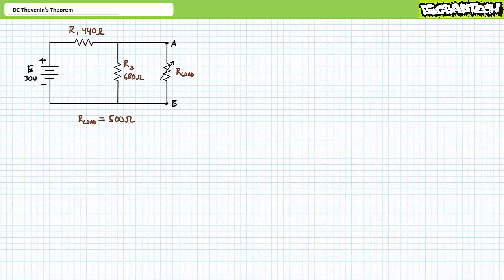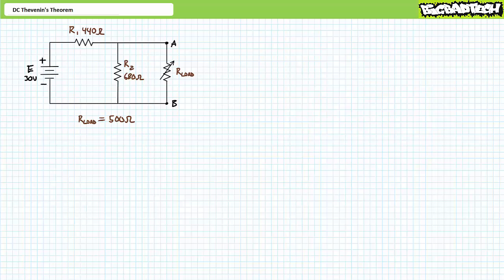Those with a degree of spatial awareness should have realized that these were not 4 different circuits, but rather 4 different iterations of the same circuit. They were all purposely goofy obfuscations of a series parallel circuit in which a source, E, sees a 440 ohm resistor in series with a parallel combination of a 680 ohm resistor and our load presently set at 500 ohms.